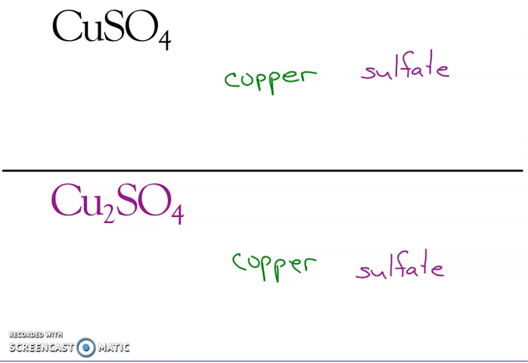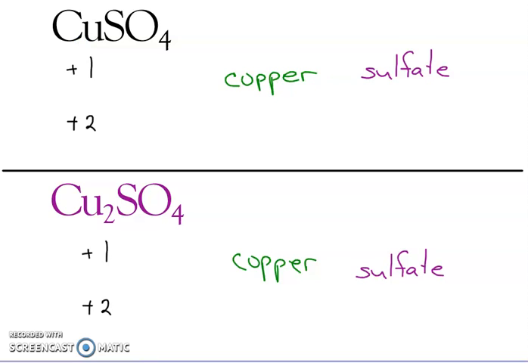But we can't just leave it like that because this one up here is CuSO4. This one down here is Cu2SO4. This one, the bottom, there are 2 copper atoms to balance out 1 sulfate. The top has 1 copper atom to balance out 1 sulfate ion. So we got to figure out, by looking on the periodic table, the different oxidation states of copper and looking on table E to determine the oxidation state of sulfate.